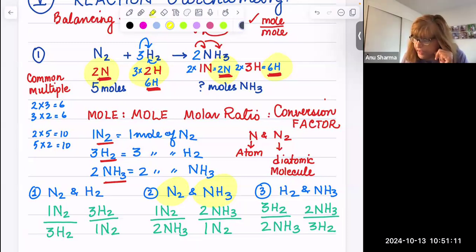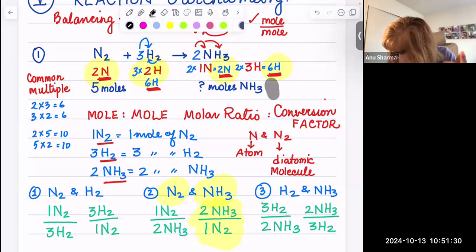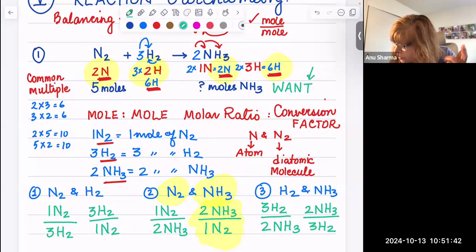Okay, so out of that, we want the moles of ammonia. So out of these two, this conversion factor is going to be used, which will allow you to have the moles of ammonia in the numerator, on the top. Because you want to know about it. So this is your want. So want will remain on the top. Okay, then the rest is easy.